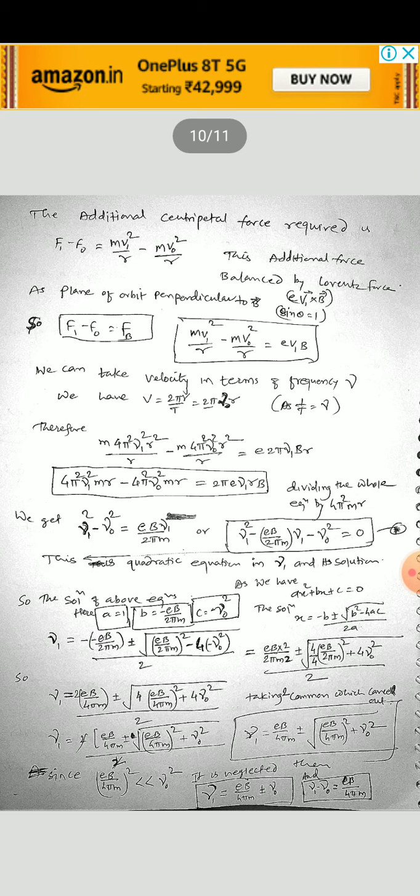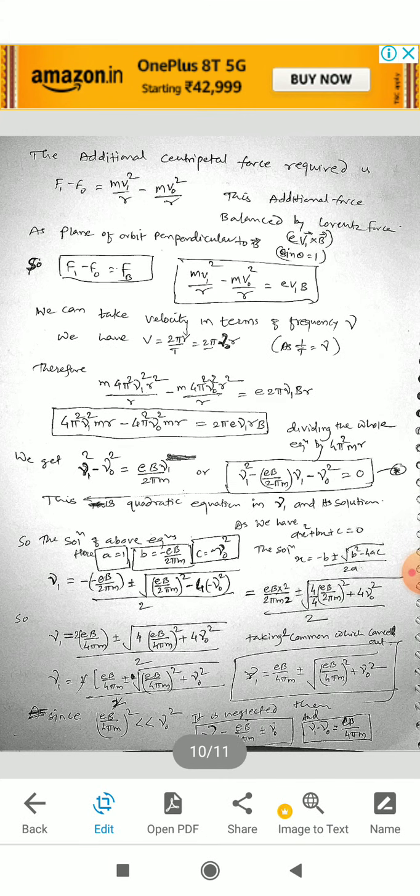So similarly here, the b term is nothing but minus eB upon 2 pi m, a equals 1, and c equals minus nu naught square. So putting these values carefully, if we perform the mathematical operation, you will get the correct answer. So nu 1 equals minus minus, which becomes plus, and now we can multiply and divide by 2, so it becomes 4 pi m in the denominator.